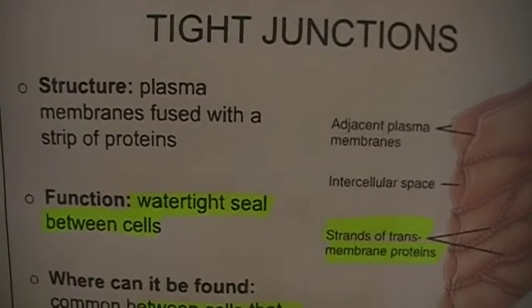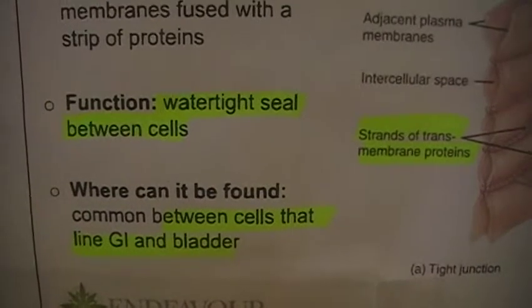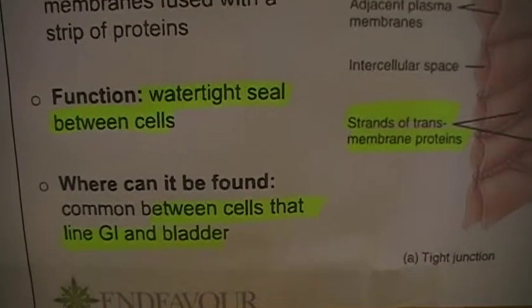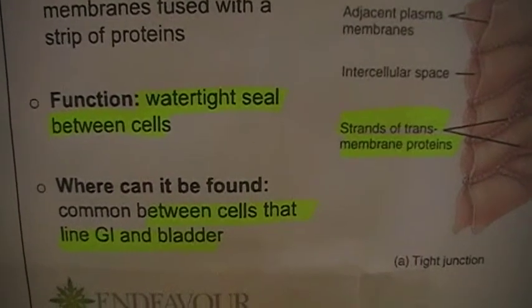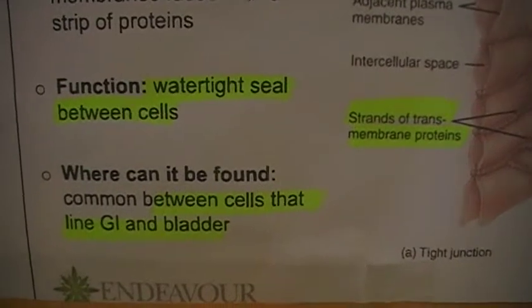The plasma membrane is fused with a strip of proteins. Where can it be found? Somewhere where there's fluid-tight seals. Cells that line the GI and bladder.